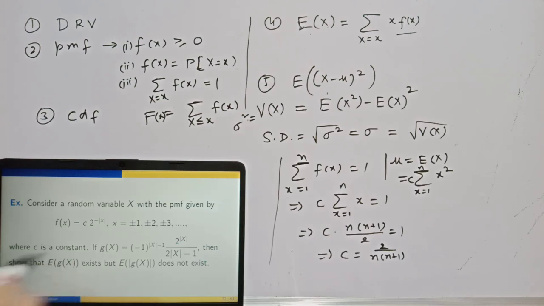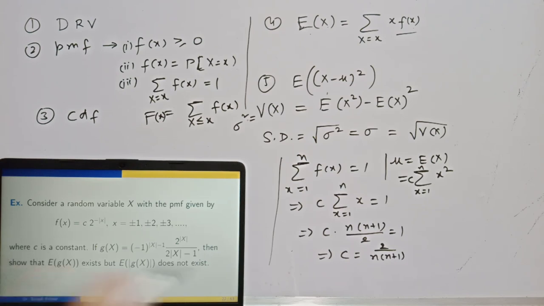After that, what is asked? If g(x) is this, then show that the expectation of g(x) exists, but the expectation of mod g(x) doesn't exist. Even if you don't find c, it doesn't matter in this case, because the problem is to show that the expectation of g(x) exists, but the expectation of mod g(x) doesn't exist.